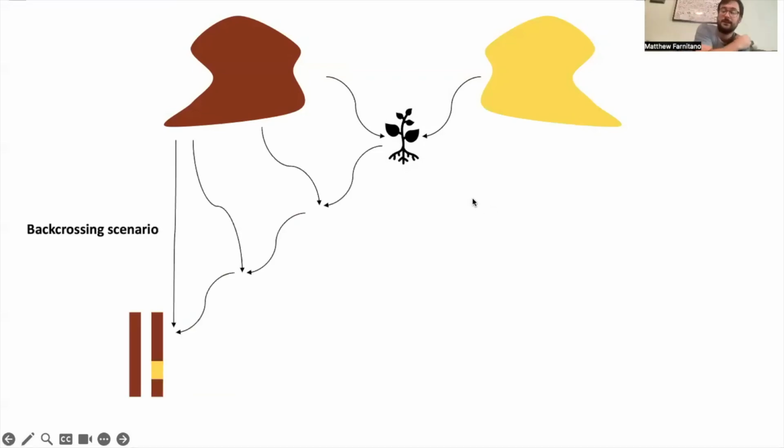In one possibility, this F1 hybrid mates back to one of the pure species, produces offspring that are more like the pure species, but still have some ancestry from the second species. And if this happens over and over again, you can end up with this backcrossing scenario where you get a small chunk of, say, the yellow species in a mostly red background. And this is probably the simplest case of how you would get adaptive introgression. But there's a few limitations to this.